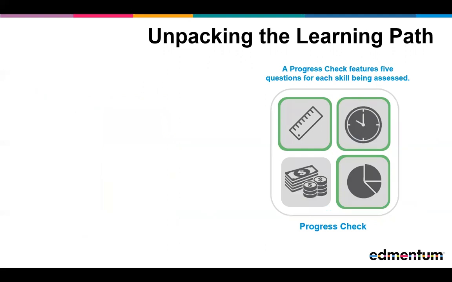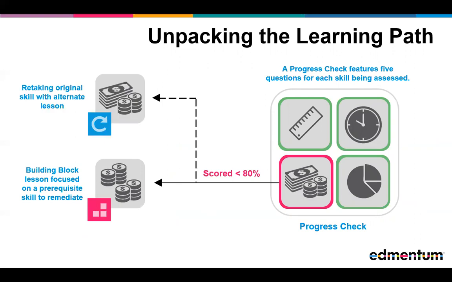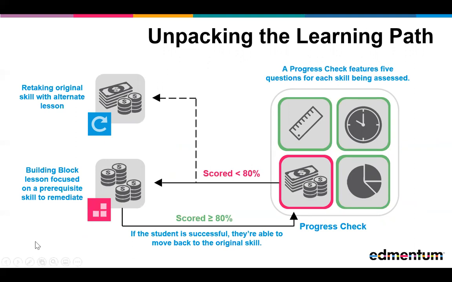If a student does not pass a skill within the learning path, which means they scored less than 80% on the progress check, they will receive either a building block lesson, which is focused on a prerequisite skill to remediate, or depending on what's available, they may retake this original skill with an alternative lesson. If they receive a building block and they score greater than 80%, this student will be able to move back to their original skill.